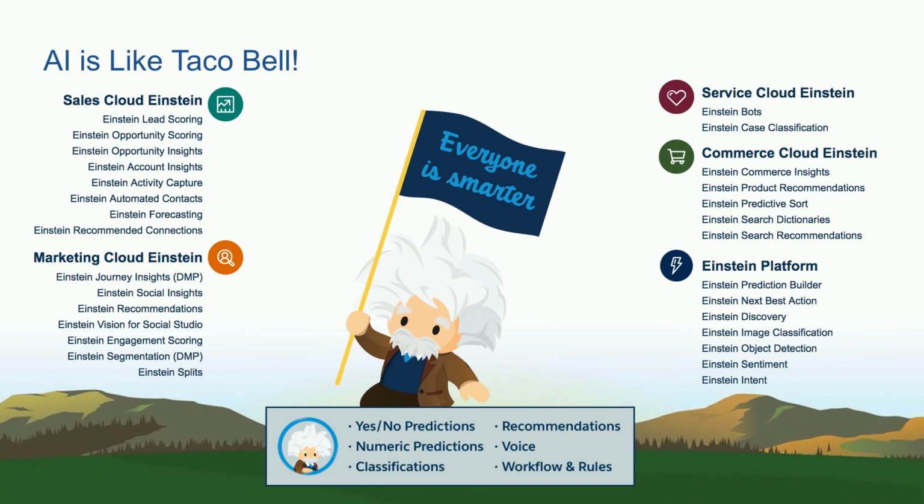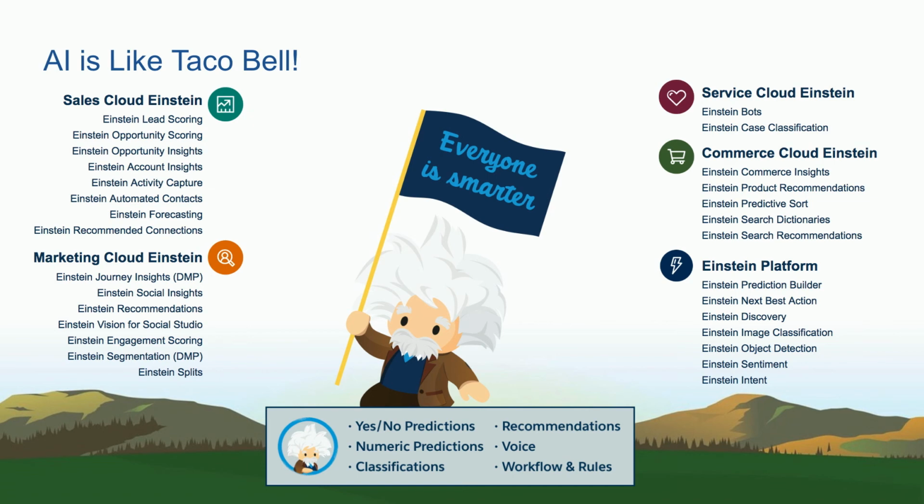In lead scoring, it is yes and no. Is this lead going to convert or not? In case classification, yes or no, is this case going to escalate or not? But now you can build custom predictions, as Sarin will show you in a little bit, like yes or no, is this customer going to churn or not? Yes or no, are you going to pay your bill on time or not, is another popular one that people build. So you can get a lot of mileage just out of yes and no questions.